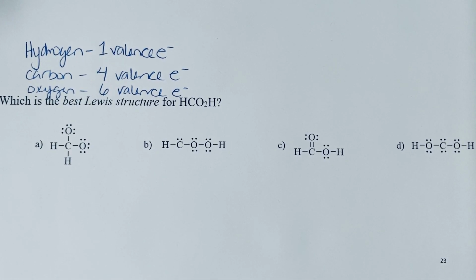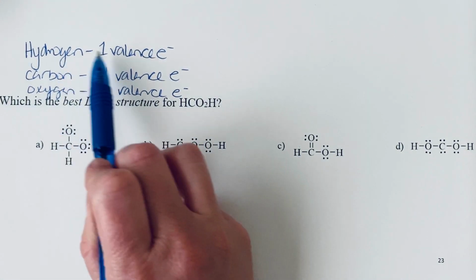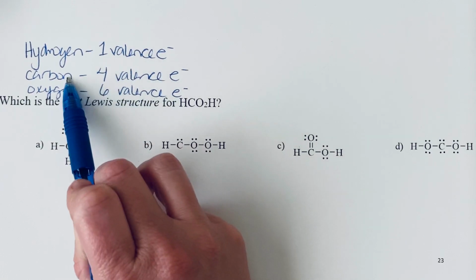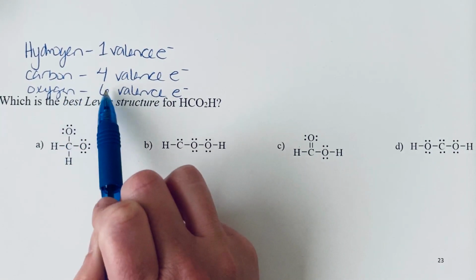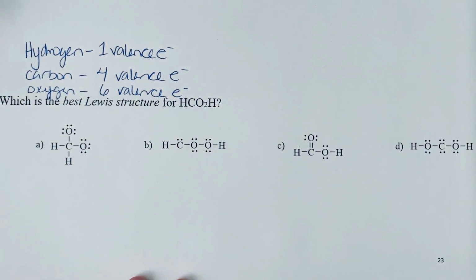So if we're drawing a Lewis structure, we need to know how many total valence electrons we have in the molecule and make sure our Lewis structure represents all of those. So we need to know that hydrogen has 1 valence electron, carbon has 4 valence electrons, and oxygen has 6 valence electrons. And we can also connect this to the typical bonding patterns as well.